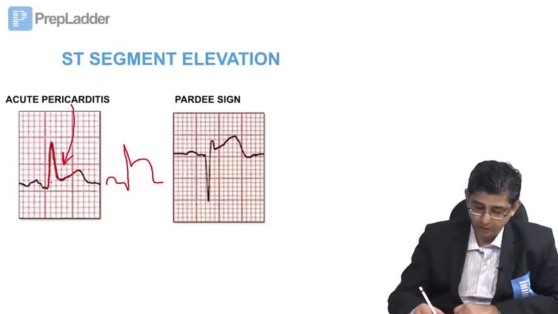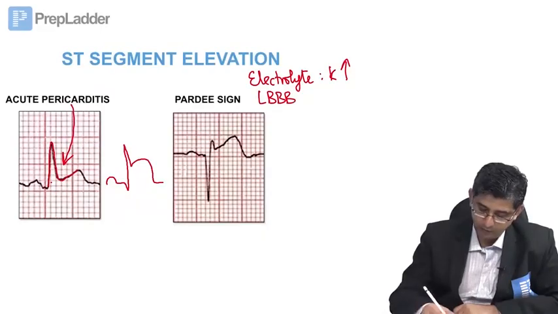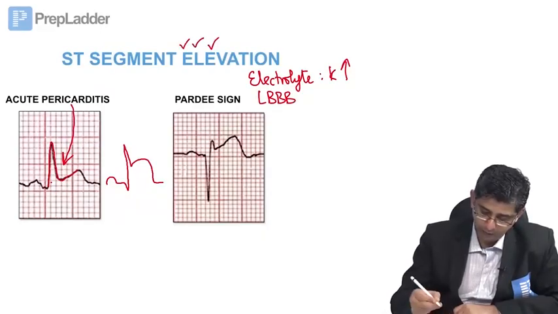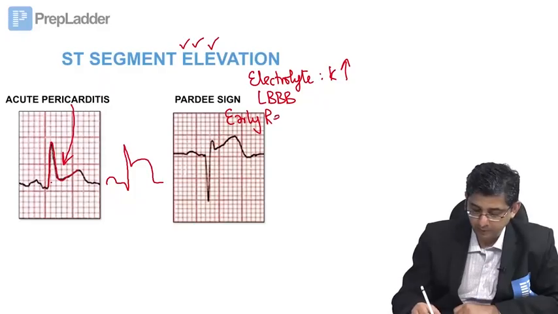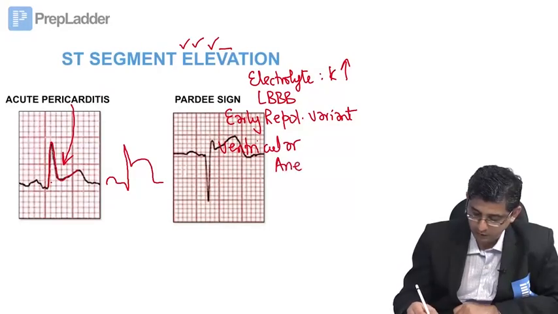Causes of ST segment elevation are ELEVATION. E is for electrolytes, which would mean hyperkalemia. L would stand for left bundle branch block. E would stand for early repolarization variant. VA would stand for ventricular aneurysm. This is a structural damage that is usually seen post-MI.